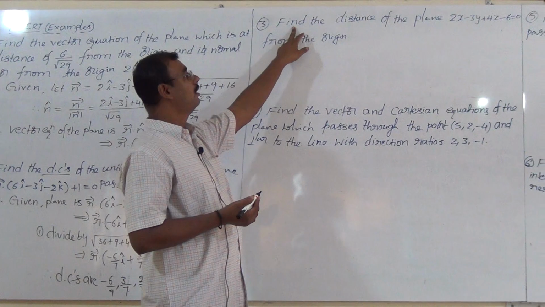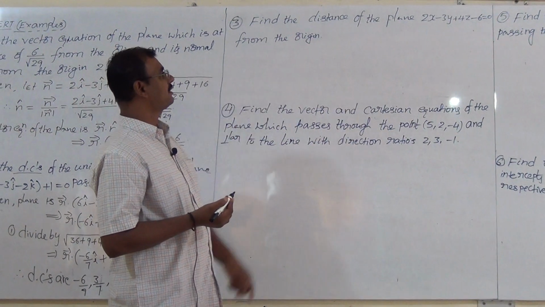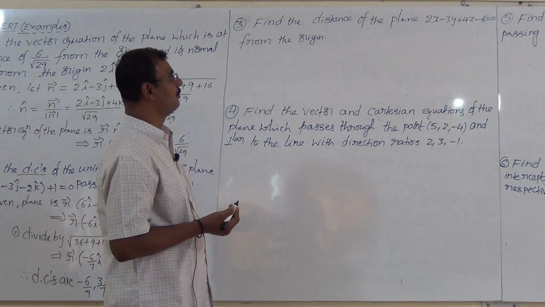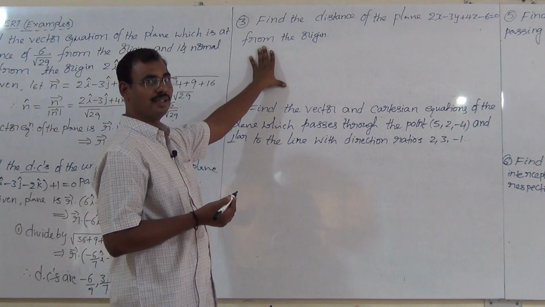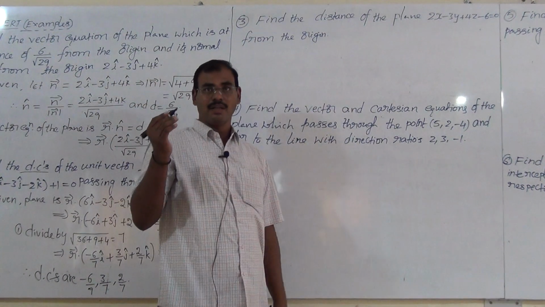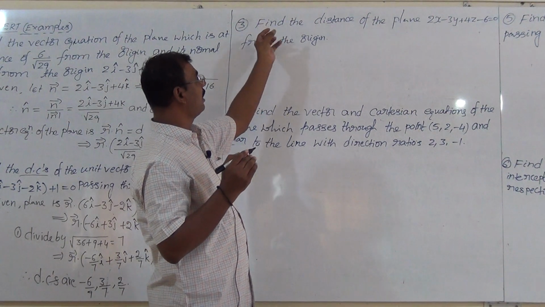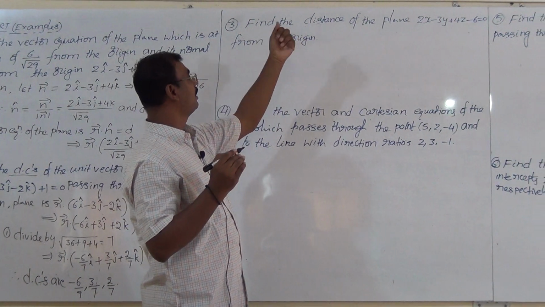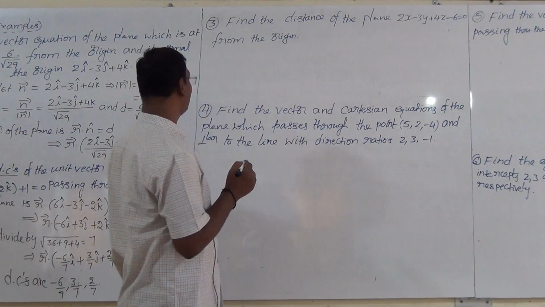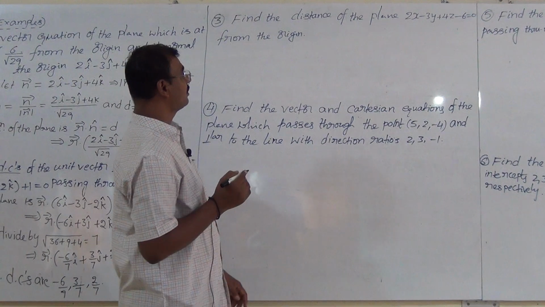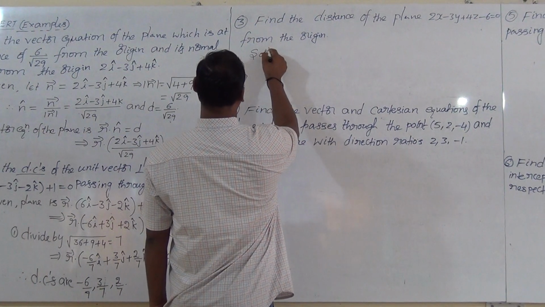Find the distance of the plane 2x minus 3y plus 4z minus 6 equal to 0 from the origin. In this problem, the plane equation is given, and we are asked to find only the distance, that is, the d value. So firstly, the method will be the same.